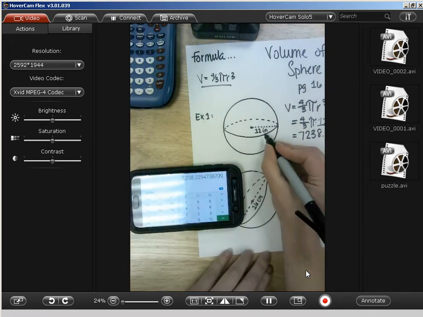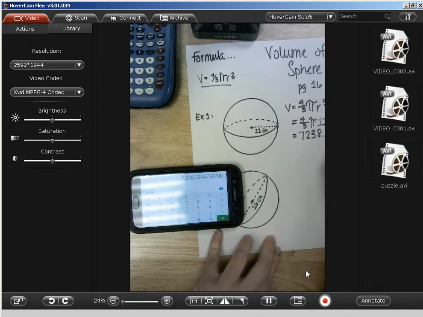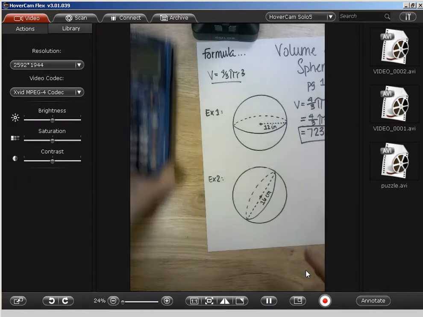The last thing you do is label your answer. This is in inches. So we want inches. This is volume, so of course we want it cubed. Okay. Moving on to the second example.